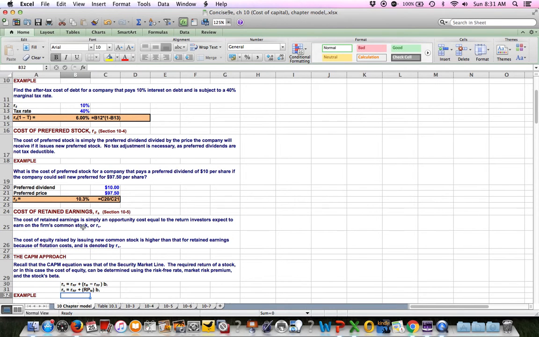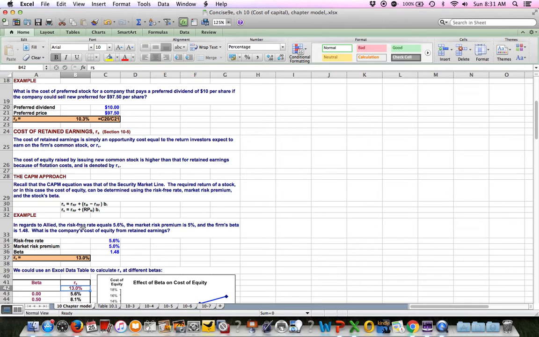Then they talk about the cost of retained earnings. Remember, there's three different approaches to compute the cost of retained earnings. The CAPM approach is the first one they're showing us. That's the capital asset pricing model. And the formula is right there. I know this is kind of small to see. I've even got my Excel up to 125%, but you can see here what the formula is.